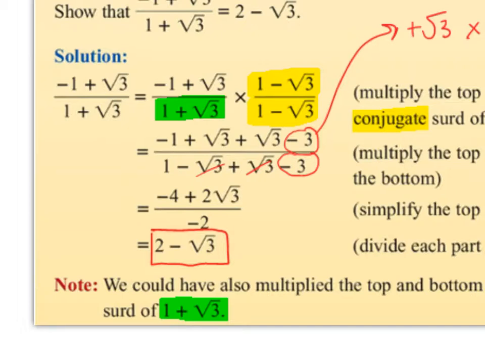So we have a fraction and there are surds involved. So we're going to multiply above and below by the conjugate of the denominator. So this is the denominator, 1 plus root 3. So its conjugate is 1 minus root 3. So we multiply the top and the bottom by 1 minus root 3. Then multiplying fractions, we do top by top, bottom by bottom. So minus 1 times 1 is minus 1. Minus 1 times minus root 3 is positive root 3. Root 3 times 1 is root 3. And root 3 times minus root 3 is minus 3.